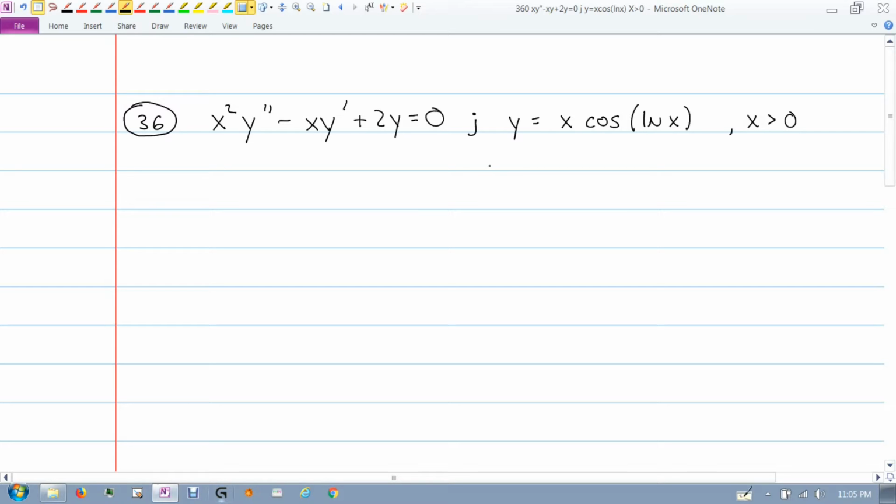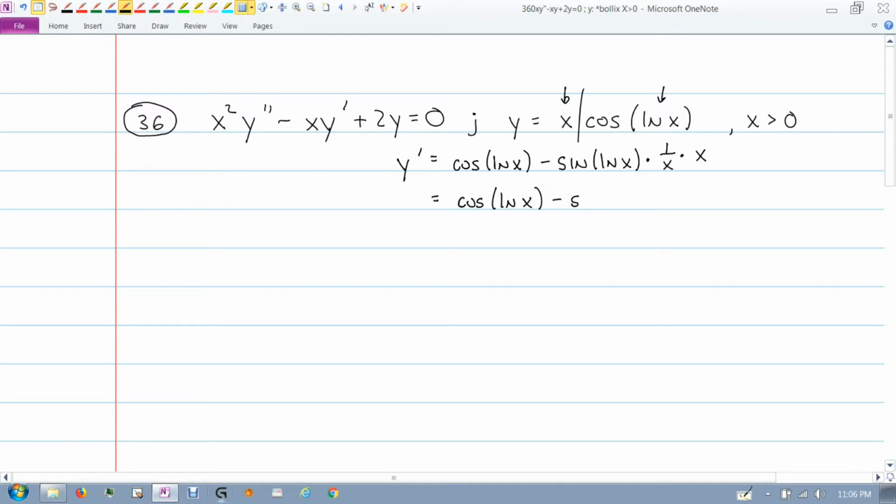And we need a double prime here, so let me take the first derivative. Got product rule right there. So the derivative of the first one is 1 times cosine of natural log x. Then plus the derivative of cosine of something is negative sine of that something, times the derivative of what's inside, which is 1 over x, and then times the first function, which was x. And those x's will cancel. So we're just going to get cosine of natural log of x minus sine of natural log of x.